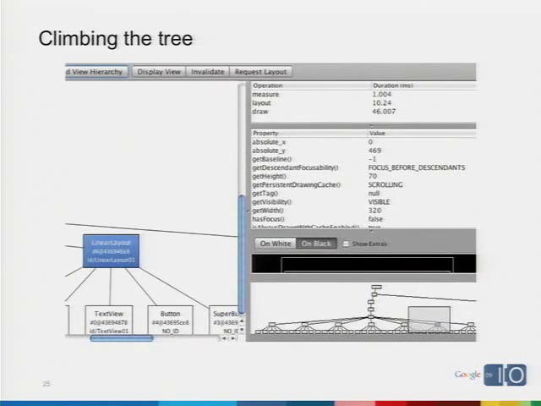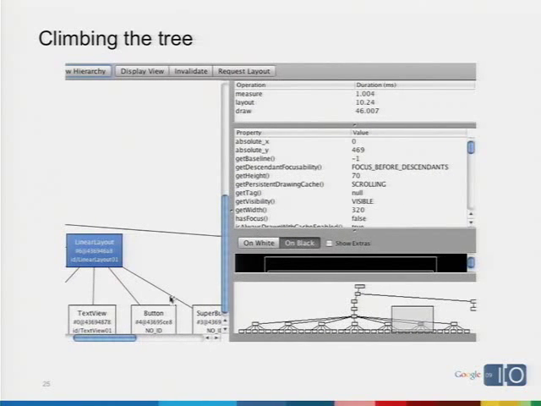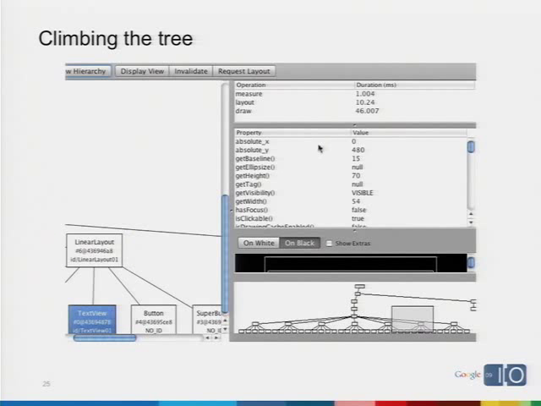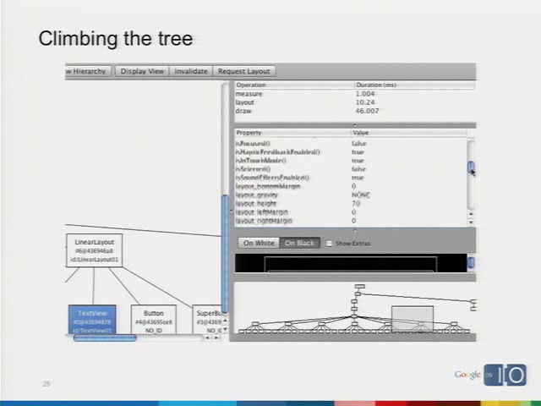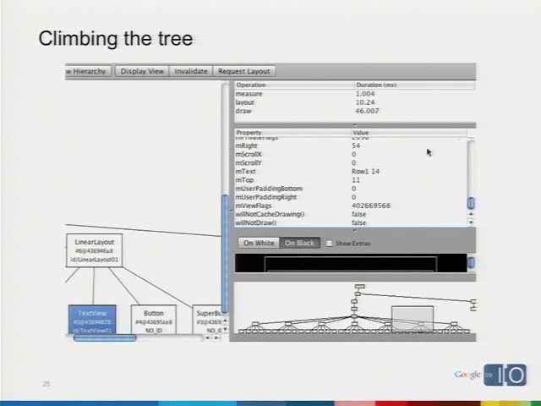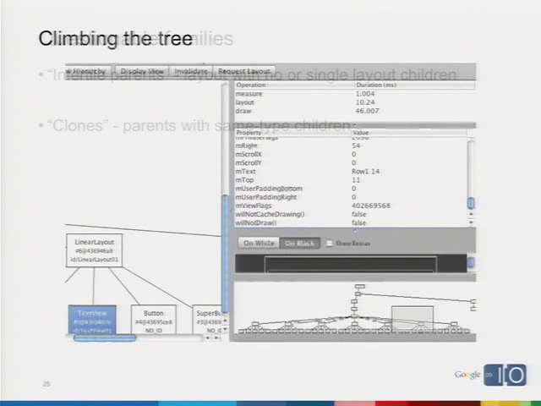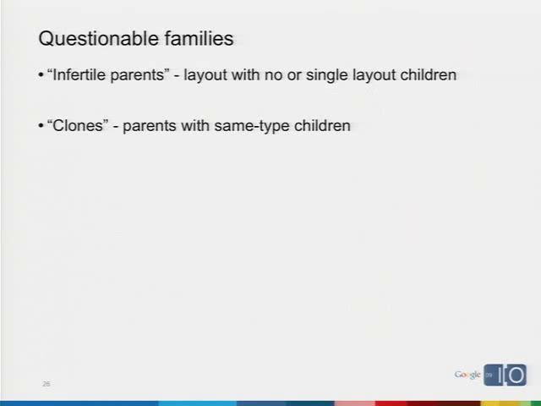In addition, Hierarchy Viewer will show you lots of information about any individual node in the tree. So here you can look at all the properties, as well as many of the responses from essentially the getter methods of that view. And then because hierarchies are often large, down the bottom corner there, you can see a zoomed out view of the entire UI tree. When you're looking at Hierarchy Viewer, there are a couple classes of conditions that I often see and can indicate that optimization is possible and recommended.